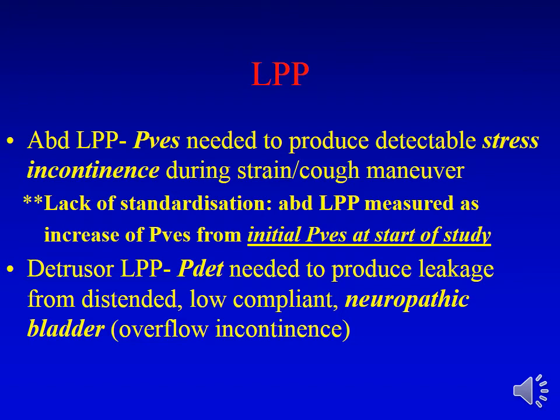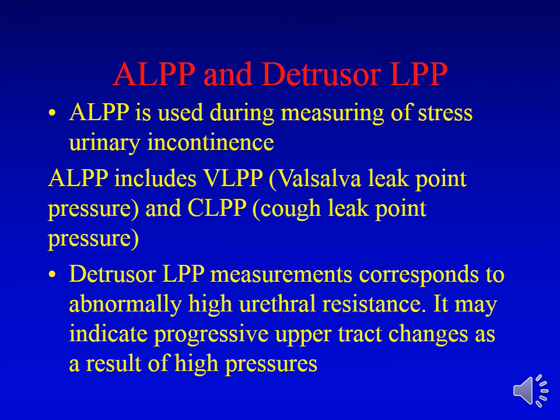Now, what's the difference between abdominal leak point pressure and detrusor leak point pressure? Abdominal leak point pressure we usually use to assess for stress incontinence. It is the intravesical pressure needed to produce stress incontinence during straining or coughing maneuvers. But detrusor leak point pressure is different. It's the detrusor pressure needed to produce leakage from a distended bladder, especially in a neuropathic bladder. So the difference is that abdominal leak point pressure is used to measure stress incontinence. Abdominal leak point pressure, strictly speaking, is either Valsalva leak point pressure, meaning the person exerts abdominal pressure, or cough leak point pressure.